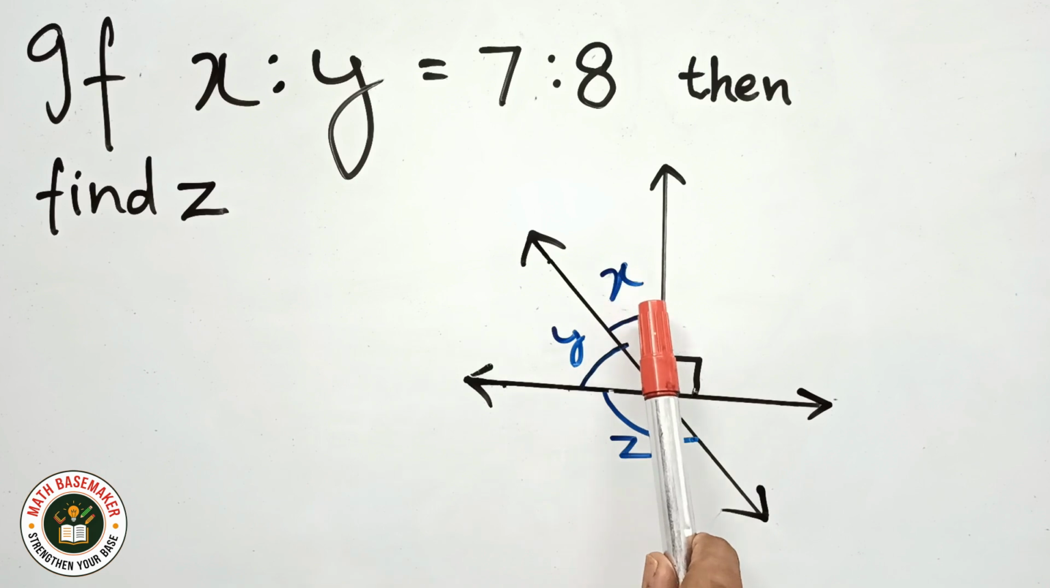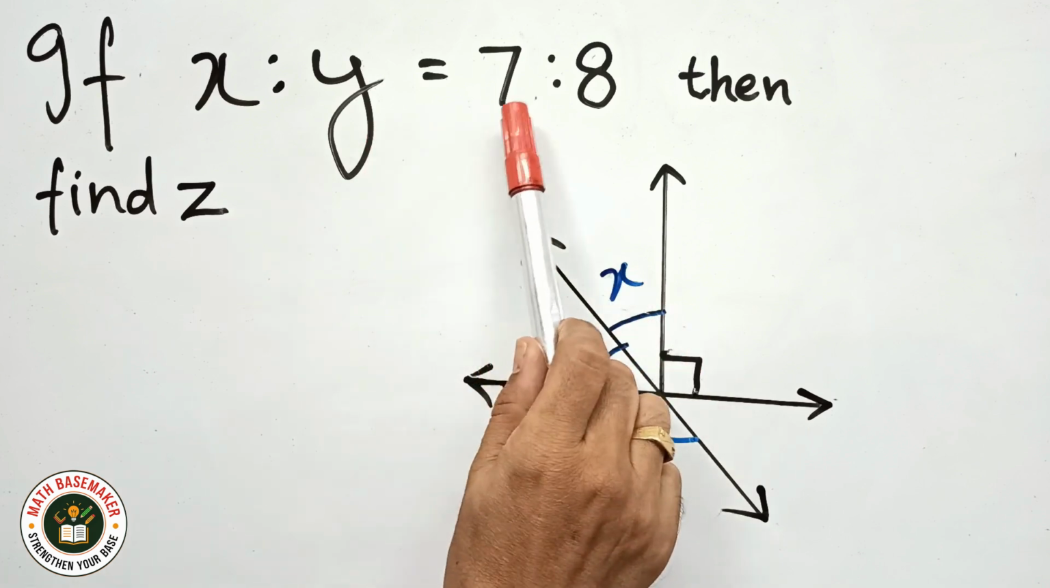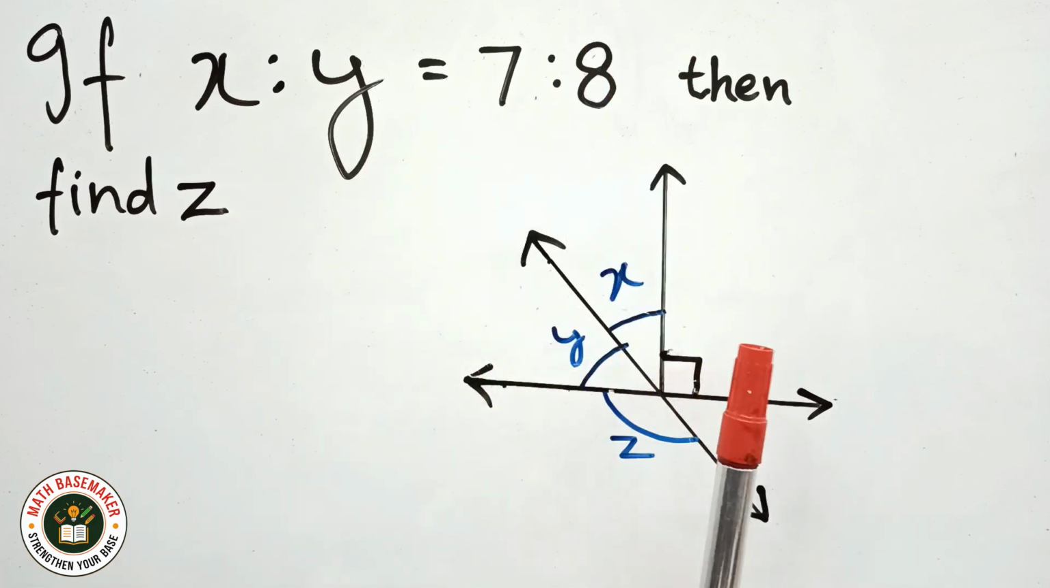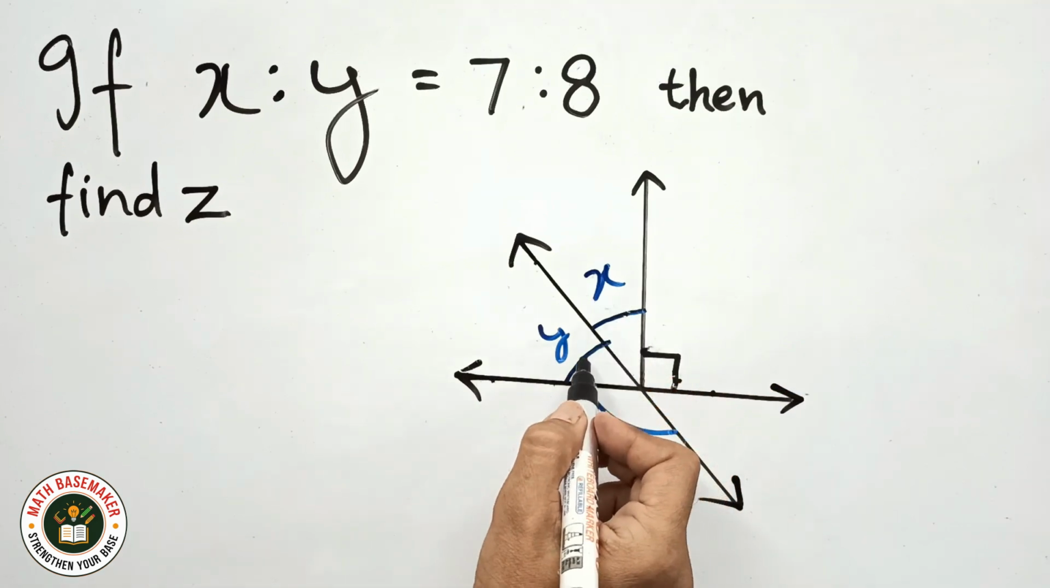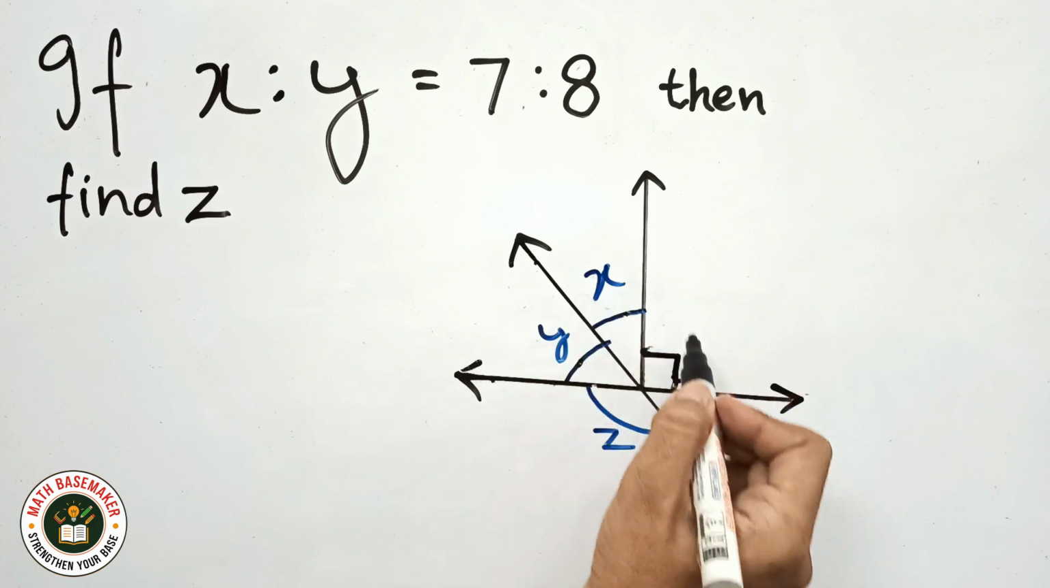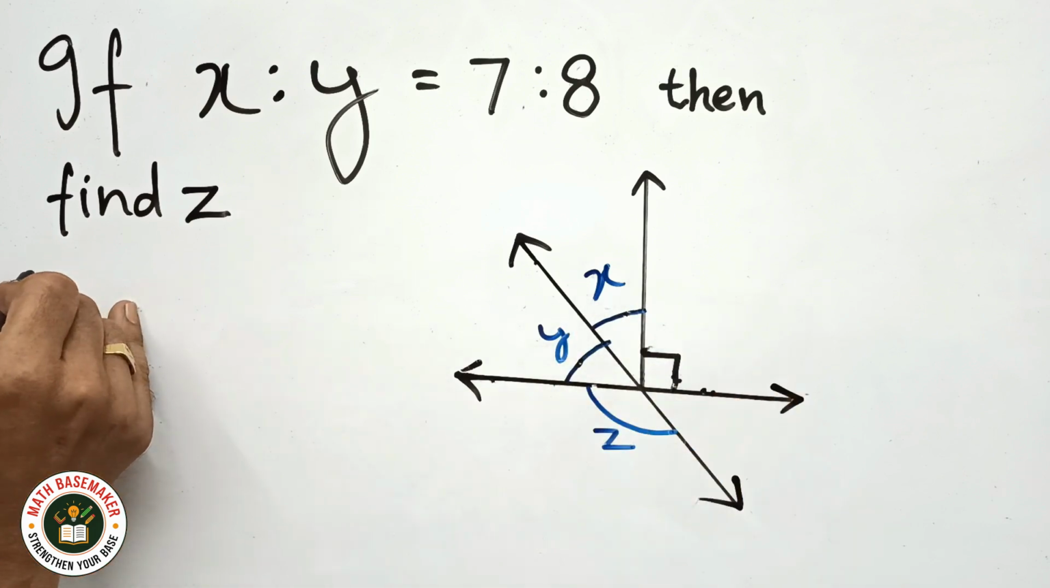In a given diagram, if angles x and y are in the ratio of 7:8 and this angle is a right angle, then find the angle z. See student, these angles x, y and this right angle are on the straight line, so the sum will be 180 degrees.